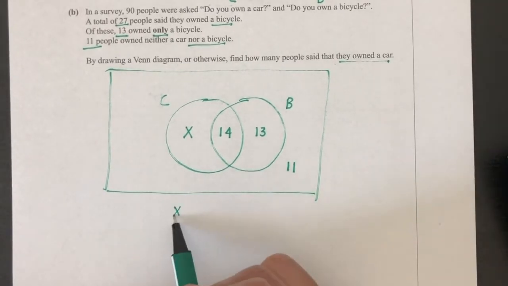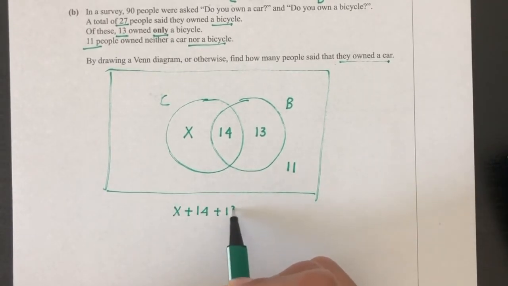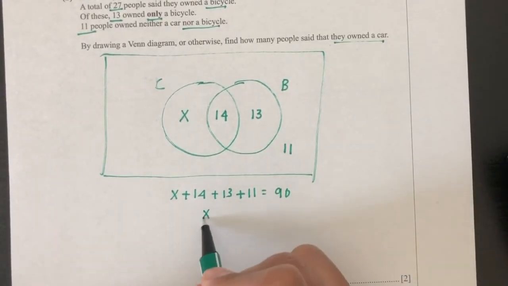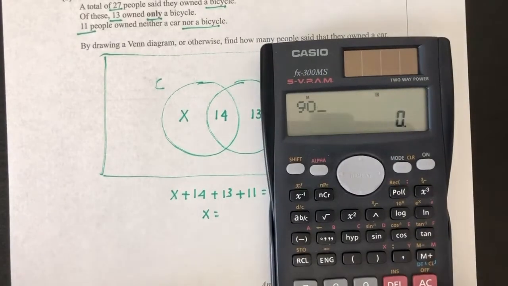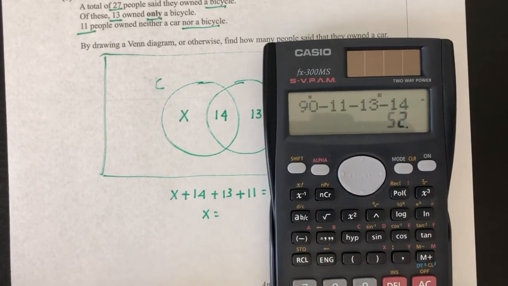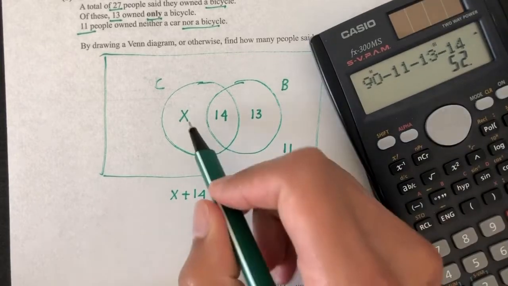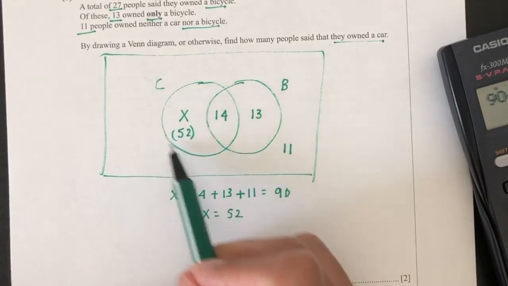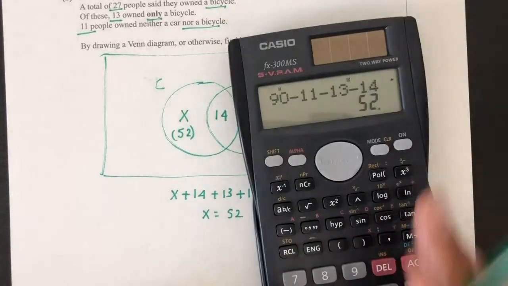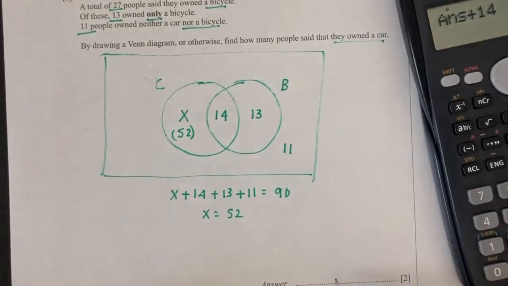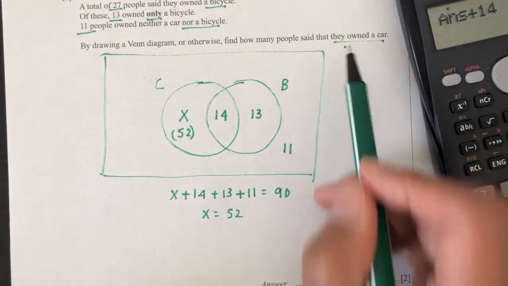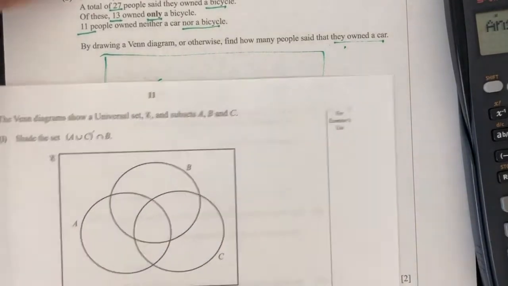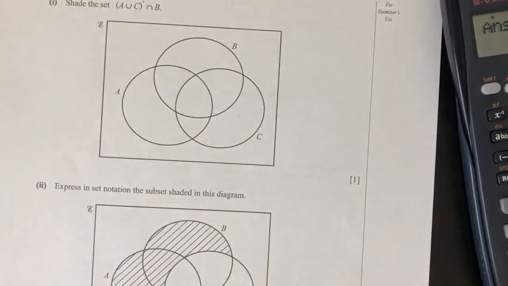So we know that if you add everything together, it's supposed to give you 90 people. So the value of X will be equal to 90 minus 11 minus 13 minus 14. That will be 52. So X here is 52. But we're looking for the people who own a car, which is this big set, which is 52 plus 14. That will be 66 for the value that we are looking for. And that is part B. Let's move on to the next one, part C.